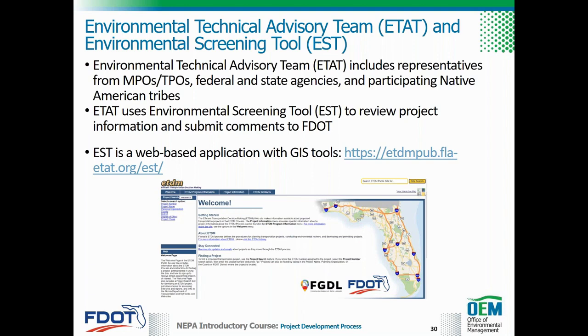ETAT members are notified when a project is ready for review. At the same time, the information is published on the ETDM public access site. During the review period, FDOT affords an opportunity for ETAT members and the public to provide input about potential project effects. ETAT members perform multidisciplinary reviews specific to their area of expertise within their jurisdiction. For example, the Army Corps of Engineers may focus on impacts to wetlands.